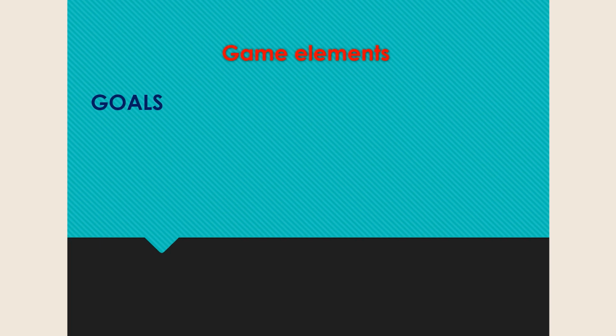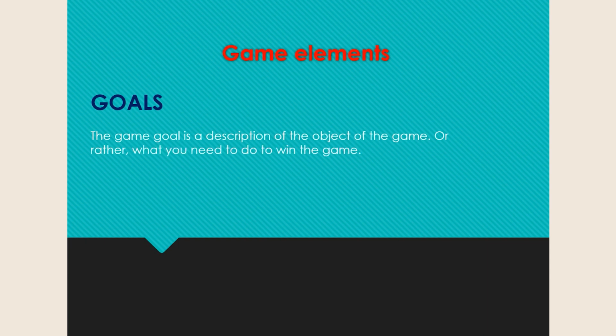The game goal is a description of the object of the game, or rather, what you need to do to win the game. They help guide player behavior, they help structure the experience. Goals also have several types.